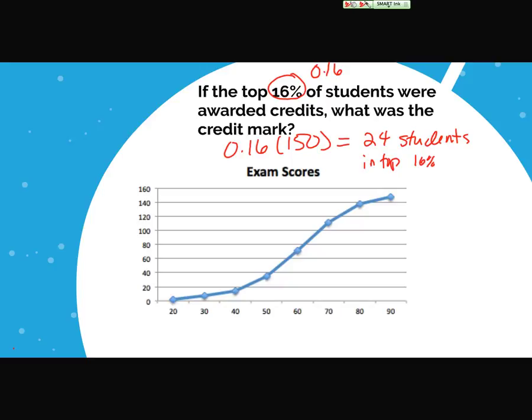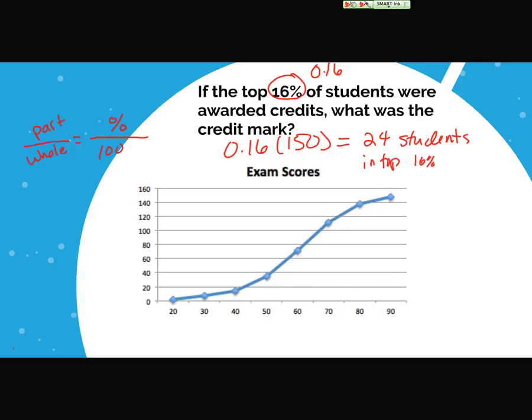Now, if that little formula does not work out for you, the other way that you can get the same exact answer of 24 is to use the percent proportion. So we know it's 16%, so we put 16 up here, and then the whole is the whole group, so we put 150 here. This would be our variable, and you would cross multiply and still get the same answer. So that's just an alternative.